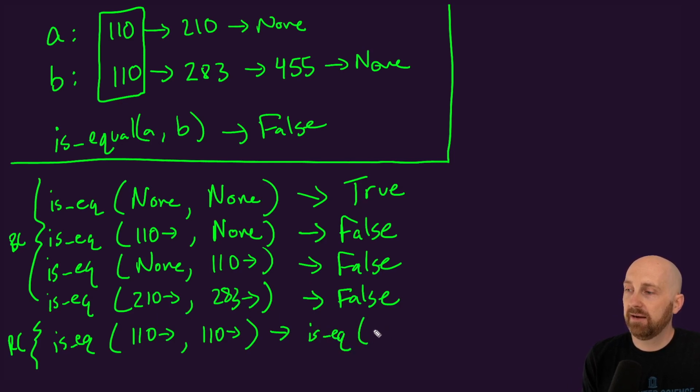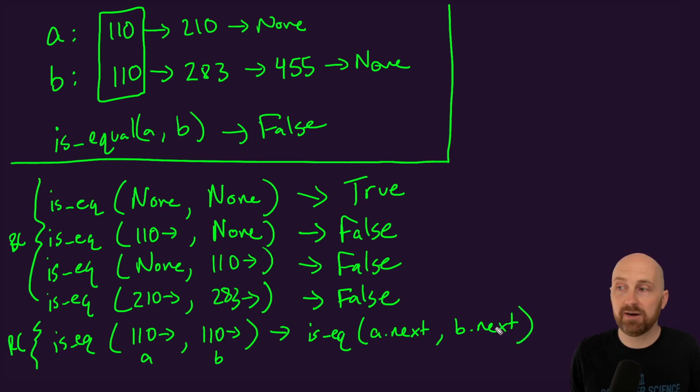and I'm just going to write, if we call this A and we call this B, A.next and B.next, right? And this is how we're going to move forward in lockstep through each of our lists, node by node by node. We're going to do that recursively, okay?